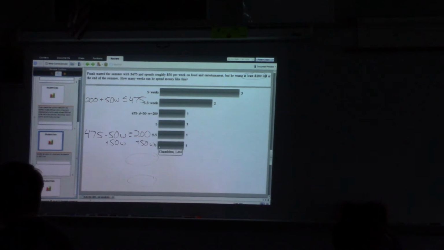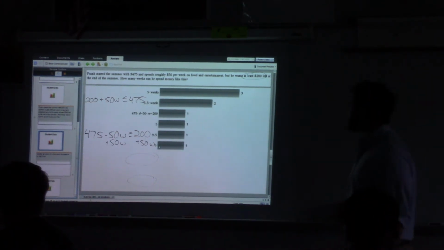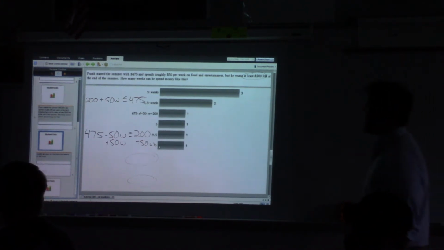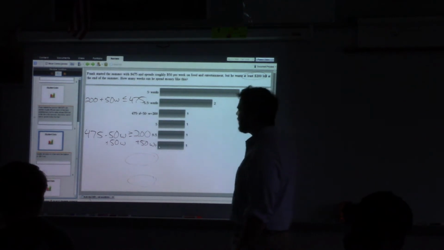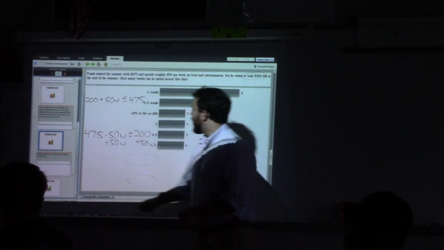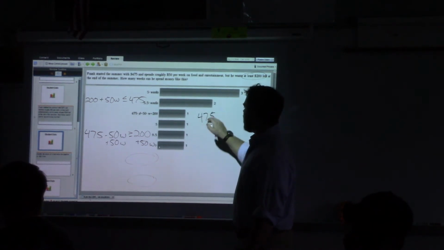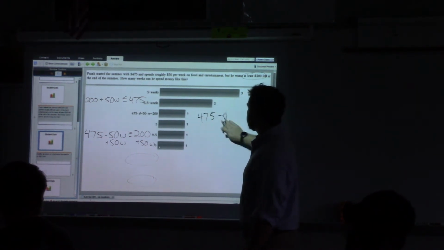All right. So Frank stated that he wants at least $200 left at the end of the summer. How many weeks can he spend money like this, right? So I see 5 weeks, I see 5.5 weeks. So how would I determine this, right? So first off, I am going to use the inequality at this point.